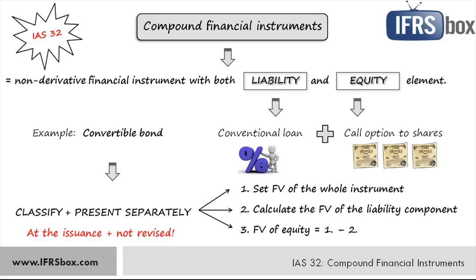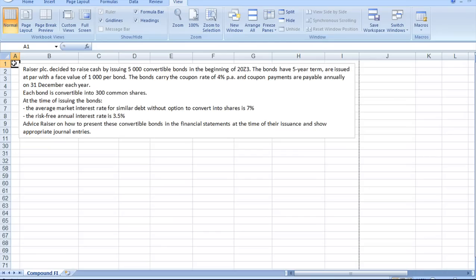Now let's take a look at our example. Razor plc decided to raise cash by issuing 5,000 convertible bonds in the beginning of 2003. The bonds have a 5-year term, are issued at par with a face value of 1,000 per bond. The bonds carry the coupon rate of 4% per annum, and coupon payments are payable annually on 31st December each year. Each bond is convertible into 300 common shares.